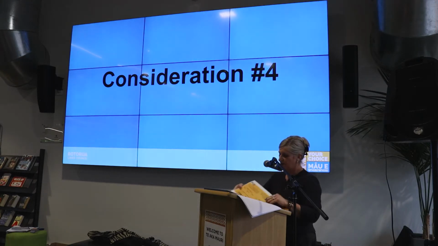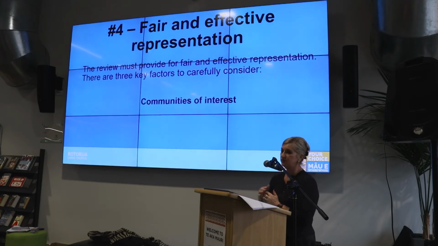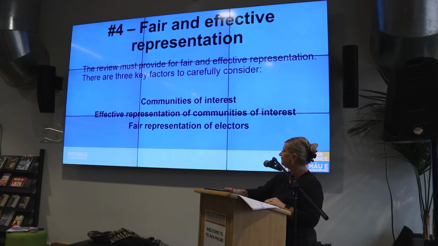So consideration number 4 is this concept of fair and effective representation. And in a review, we must look at providing for fair and effective representation. And there are generally 3 factors to considering this and having a look at what that means. That's having a look at communities of interest within our district, and whether those communities of interest that have been identified have effective representation, and then whether that representation is fair.